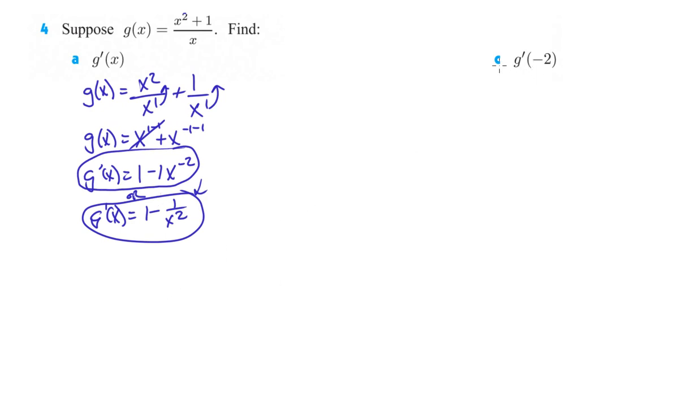All right, now it says part C, find g prime of negative 2. So we're going to plug negative 2 into either of these equations. I find that this one is a little bit nicer to plug it into, but you can plug it into either one and it will still work. So we've got 1 minus 1 over x to, oops, not x anymore, it's now negative 2 squared. Negative 2 squared is 4, so that turns into 1 minus a quarter. So that simply gives us 3/4.